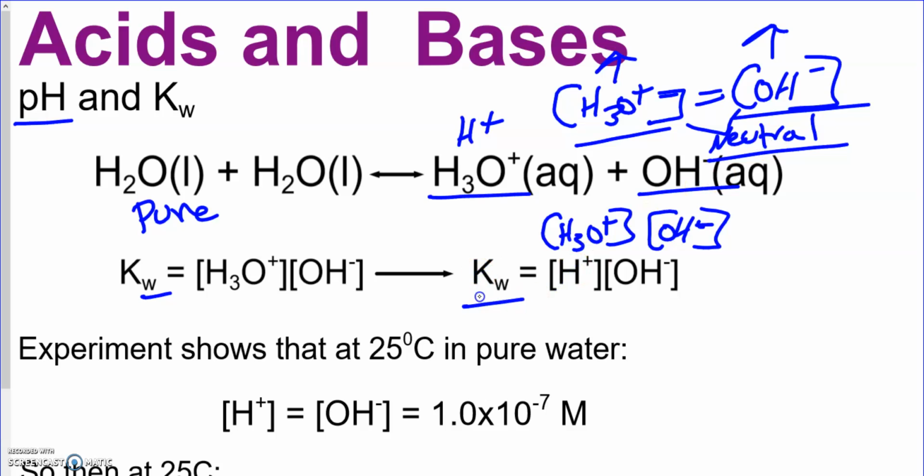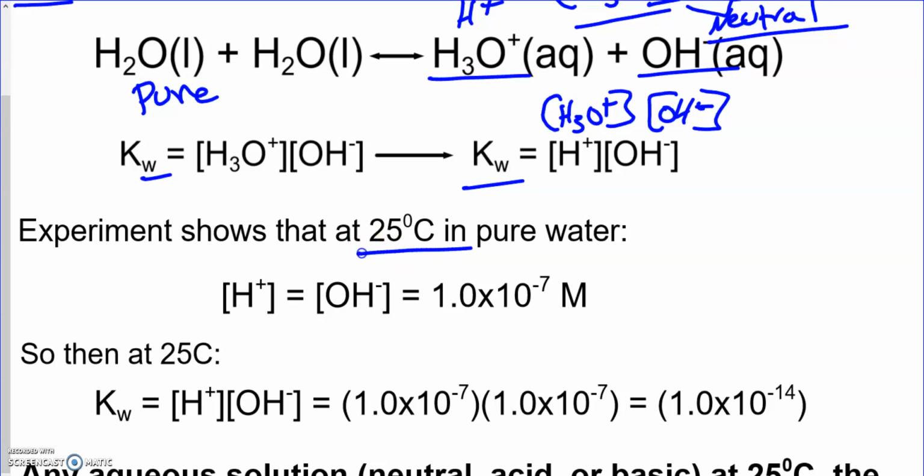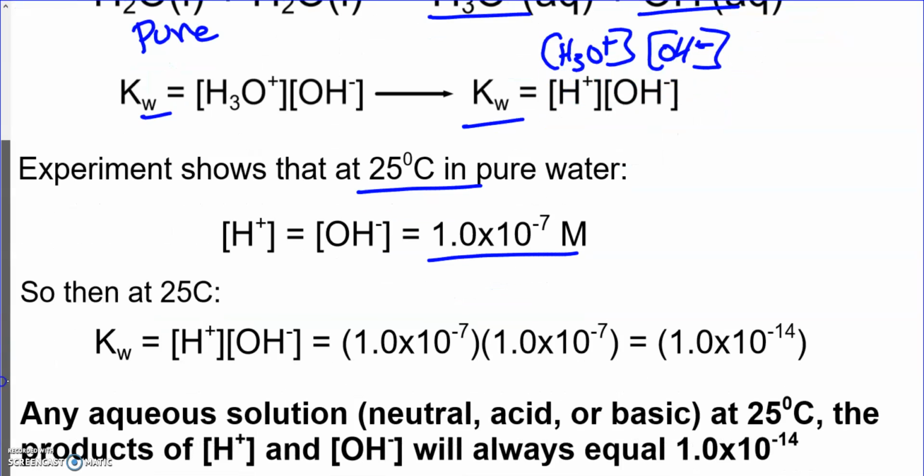So what we end up with is Kw equals the concentration of the hydrogen or hydronium ion times the concentration of the hydroxide. And through experimentation at room temperature, 25 degrees Celsius, we're able to calculate the concentration of hydronium and hydroxide as 1 times 10 to the negative 7th, and therefore both of them are equal. Therefore, Kw is equal to 1 times 10 to the negative 14.